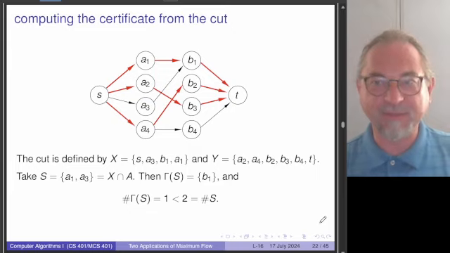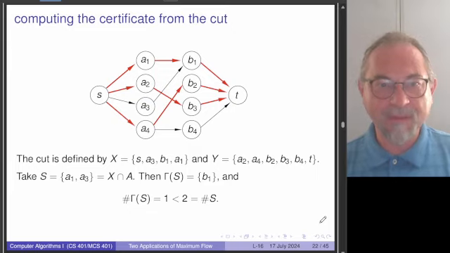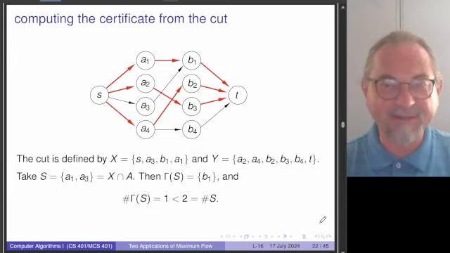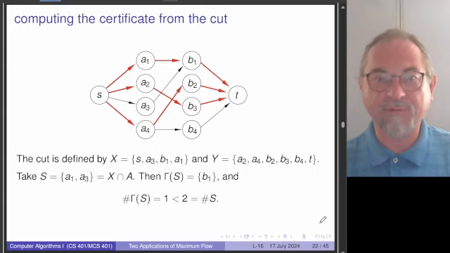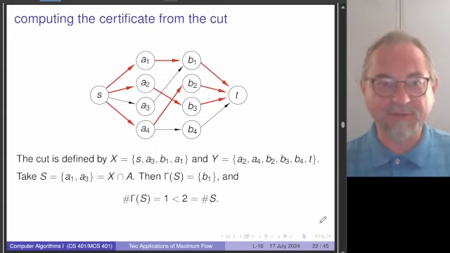The theorem says the running time is m times n. Well, defining that set S is actually linear in the number of vertices. So the cut, the set X, is bounded by n. You're not going to do more than n steps.